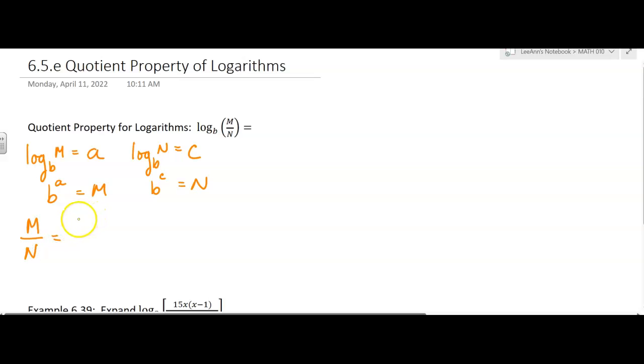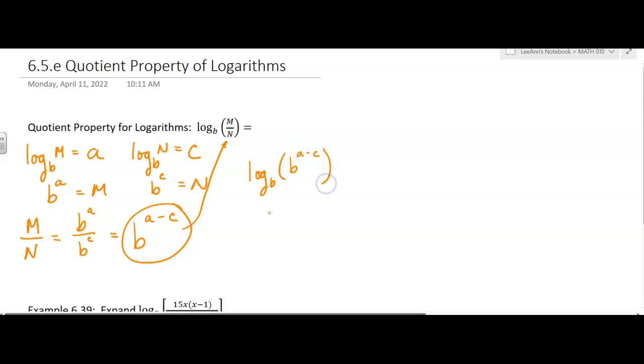Well, m divided by n is going to be b to the a over b to the c. But we know that when we divide and the bases are the same, we can subtract those exponents. And so we get that. So now we have the log base b, and we're going to replace m over n with b to the a minus c. But remember that property 3 says that just equals a minus c, because when we have log base b of b to the x, that just equals the exponent, and the bases match like that.